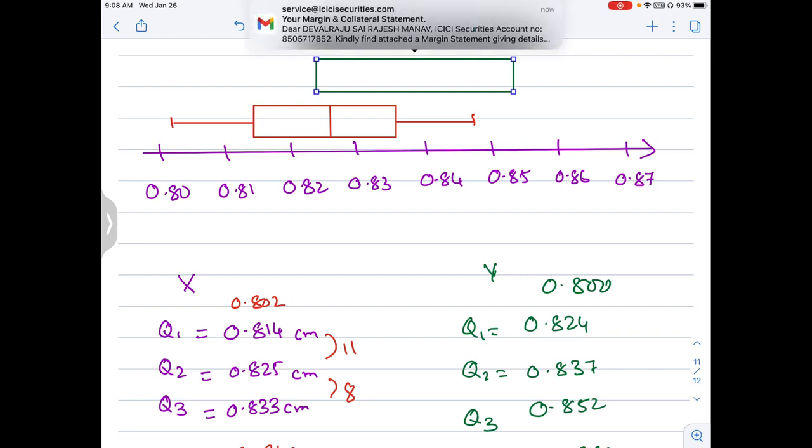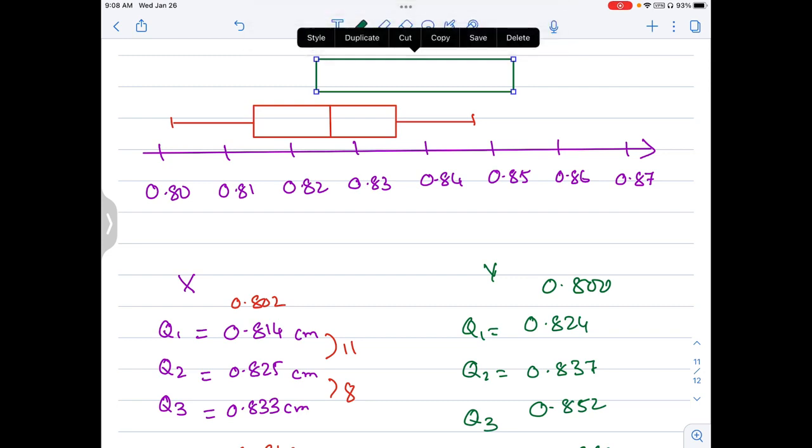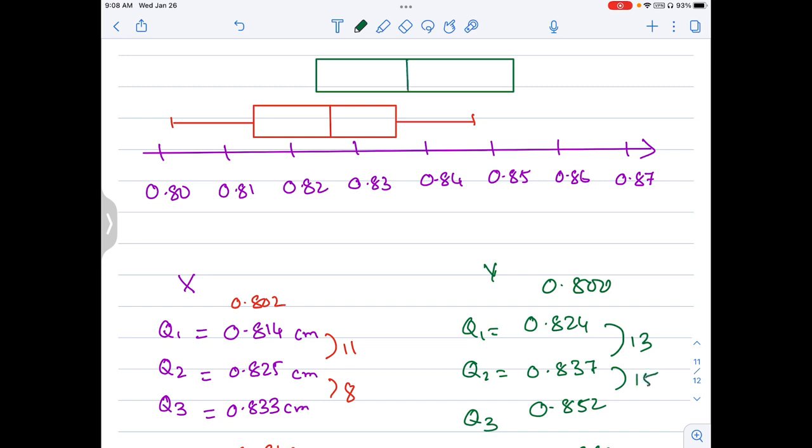The differences are 13 and 15, so almost the same. The line is at 0.837. This distance is 13, and this distance is 15, so on the right-hand side it should be a bigger one. The whisker goes down to 0.800, and this one goes up to 0.869, almost 0.870. This is country Y.